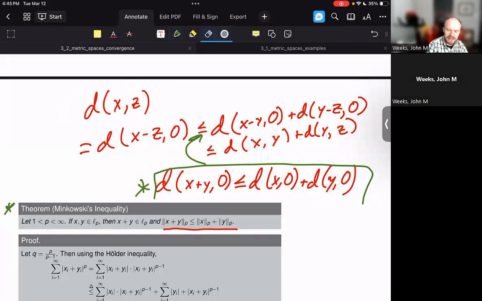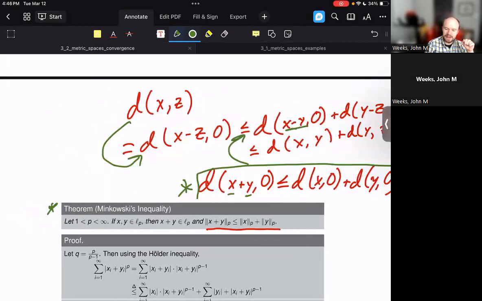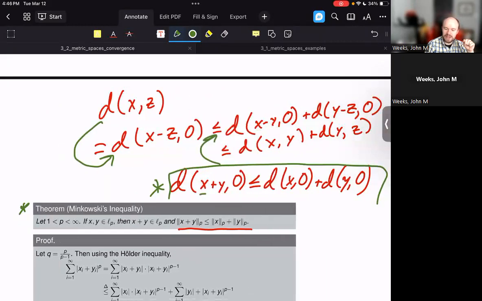Notice here that I'm using some interesting tricks. I'm using one trick that tells me that if I look at what this particular metric is defined to be, then the distance from x to z is the same as the distance from x minus z to 0 for any two sequences x and z. So I'm using this neat little property there. I then use the property that we're defining here in Minkowski's inequality, at this stage replacing x with x minus y and y with y minus z. And once I get everything put together, I can use that little trick again to bring the y back over and the z back over to get to this stage.